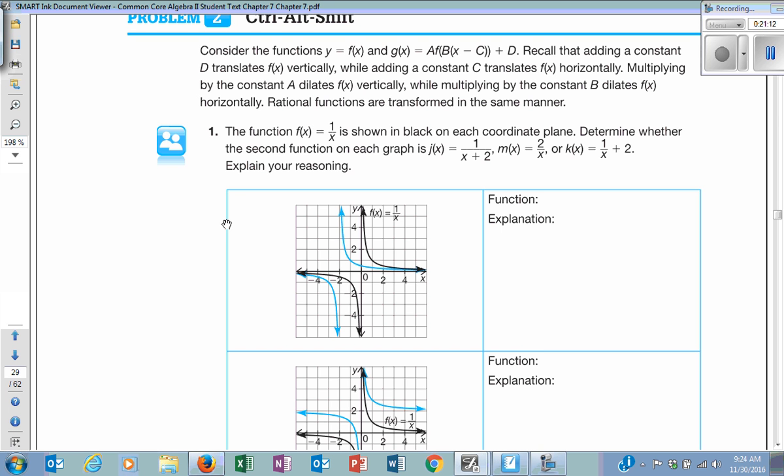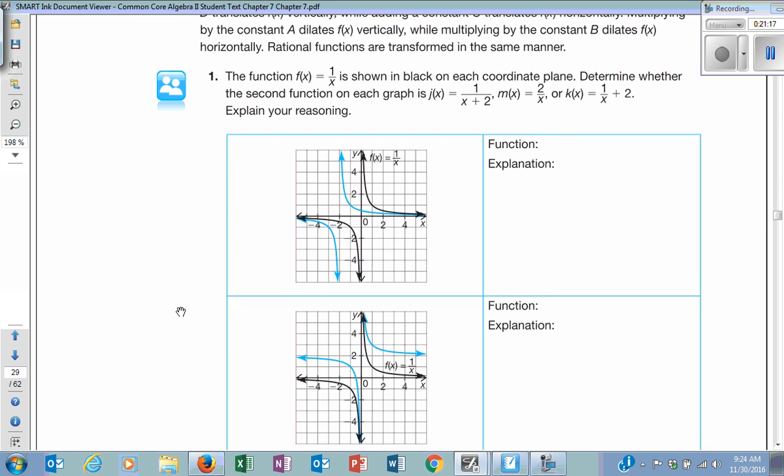Alright, last couple things that we're going to go through. The function 1 over x is shown in black on each of the coordinate planes. Determine whether the second function, which is in blue, is j of x, m of x, or k of x, and these are what these guys look like. So we're going to try to show what these do.